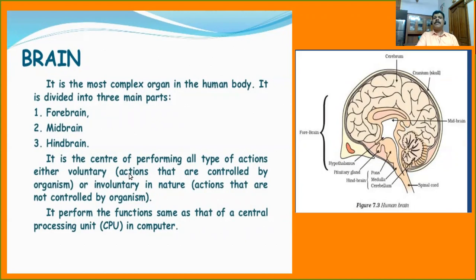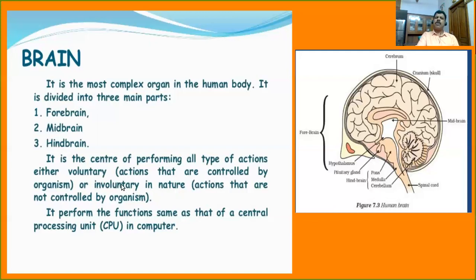As you know, it is the center of performing all types of actions, either voluntary or involuntary in nature. I hope you might have heard about the difference between voluntary and involuntary actions. What is the meaning of voluntary actions? The actions that are controlled by the organism. That means the actions can occur according to our wish. Such types of actions are called voluntary actions.